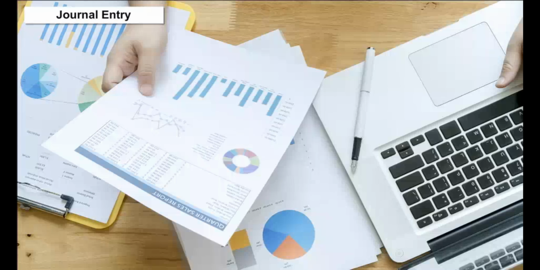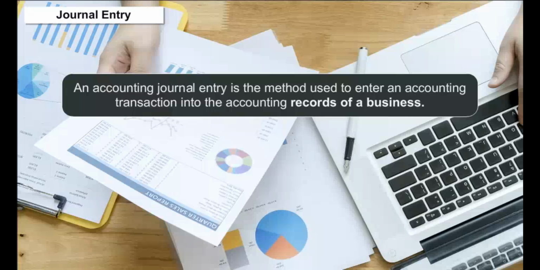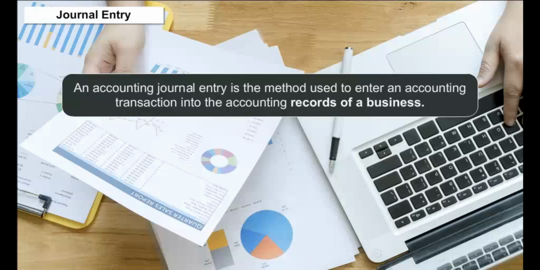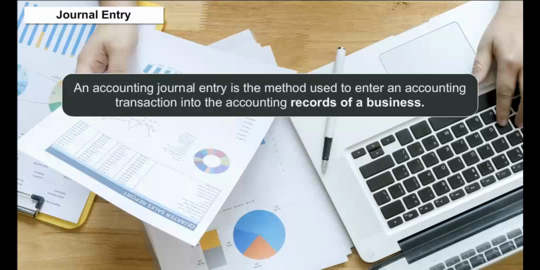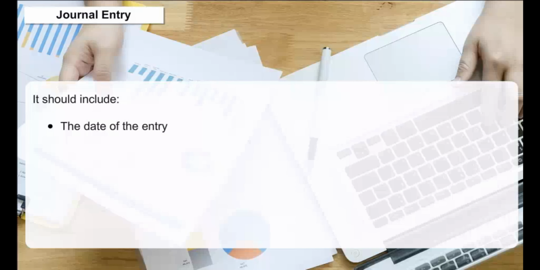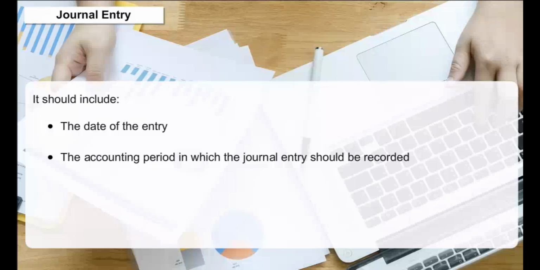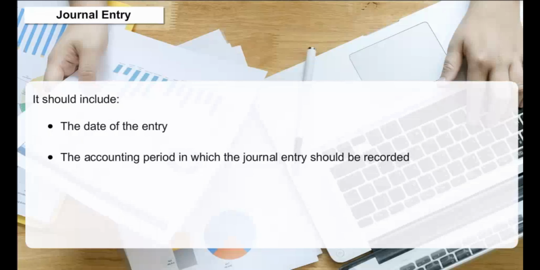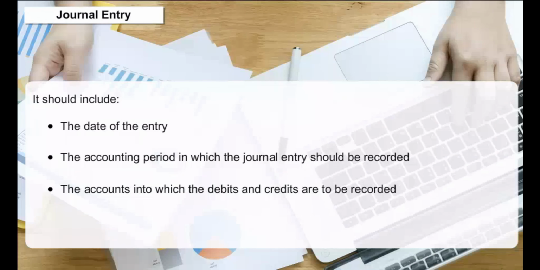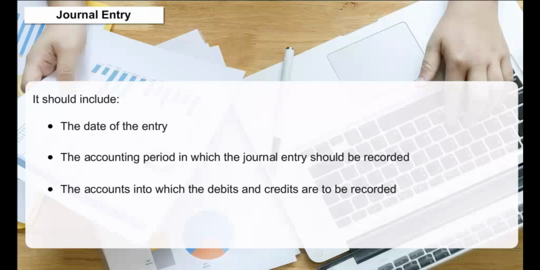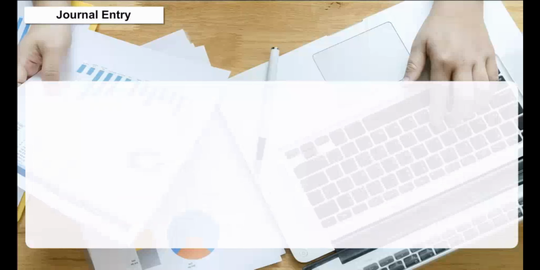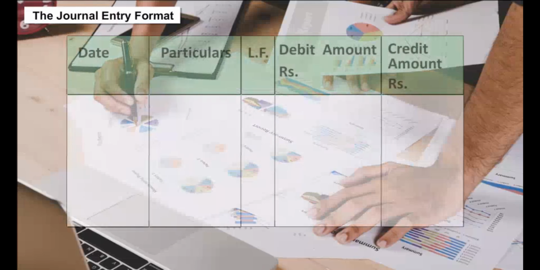Journal entry. An accounting journal entry is the method used to enter an accounting transaction into the accounting records of a business. It should include the date of the entry, the accounting period in which the journal entry should be recorded, the accounts into which the debits and credits are to be recorded, and the name of the person recording the entry.